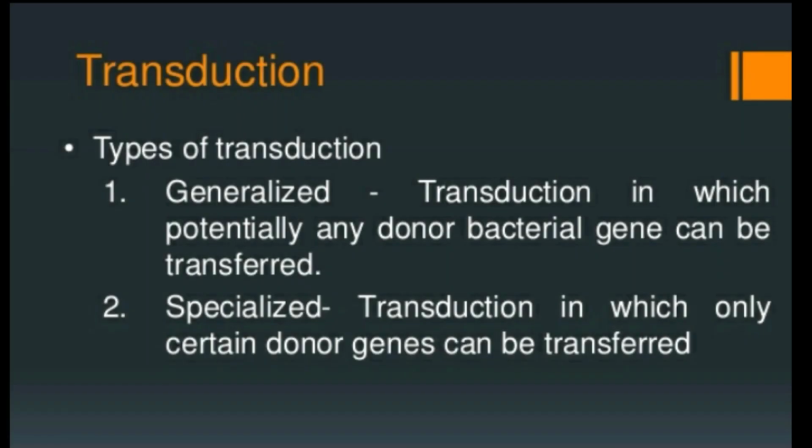Okay. Now let us discuss types of bacterial transduction. Bacterial transduction is of two types: generalized transduction and specialized transduction. What is meant by generalized transduction? It is the type of transduction in which potentially any donor bacterial gene can be transferred. As the name indicates, generalized means there is no restriction on transferring genes from the whole DNA, means that any general gene is transferred in generalized transduction.